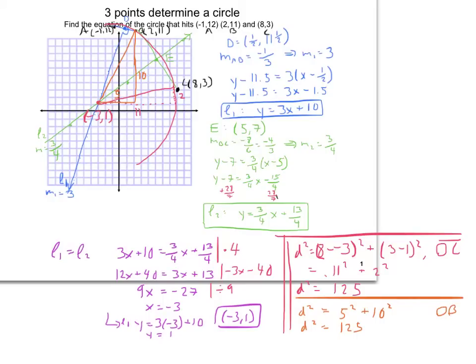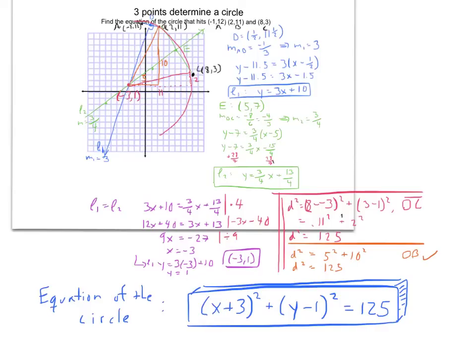So I have all the information I need at this point. I know where the center of that circle is, -3,1. I also know what the radius is. It's the square root of 125, and I can write the equation. And remember, when you're doing this, it's going to be x minus the x coordinate. So x minus the -3 becomes x plus 3, quantity squared, and y minus the y coordinate for the center, so y minus 1 quantity squared equals the radius squared.